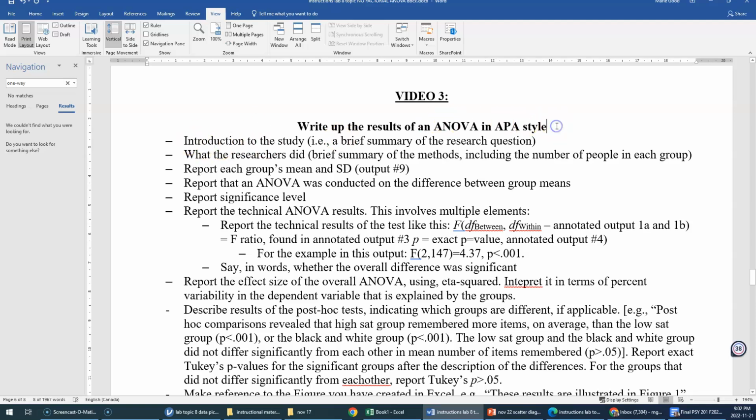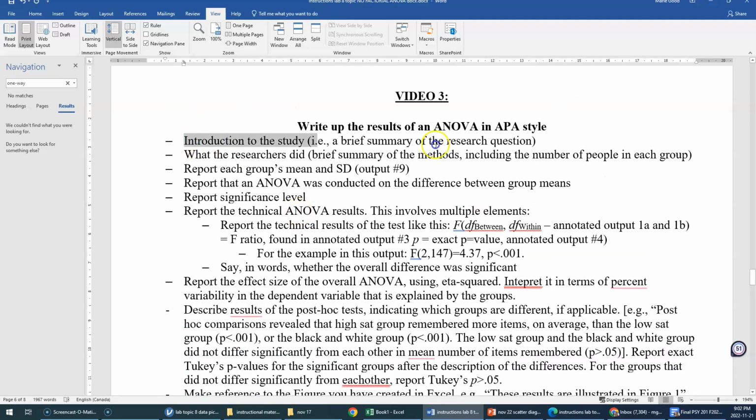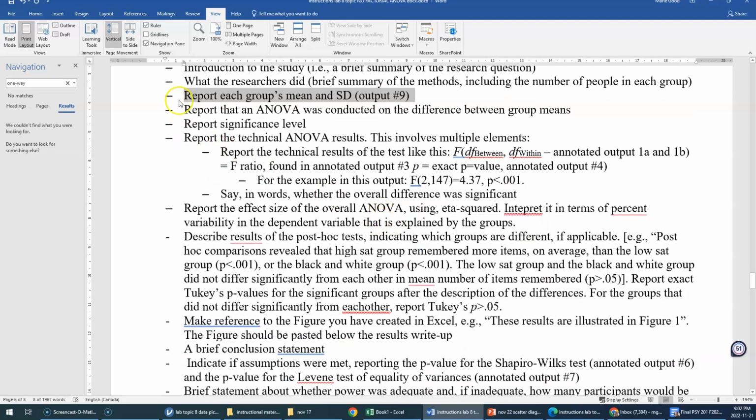And I have included for you in the instruction handout step-by-step what you want to do to write up the results of an ANOVA. So it's pretty similar to what we've seen: introduction to the study, talking about the procedures of the study, reporting each group's mean and standard deviation. You're saying we conducted an ANOVA on the difference between group means, reporting the significance level.